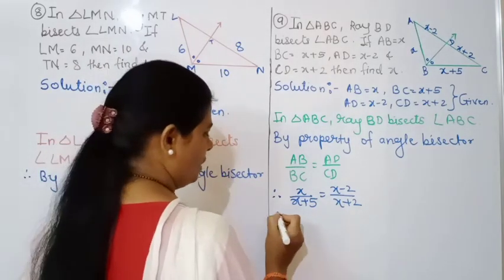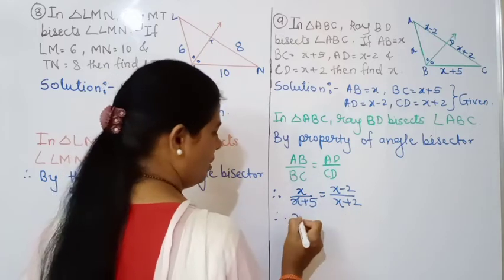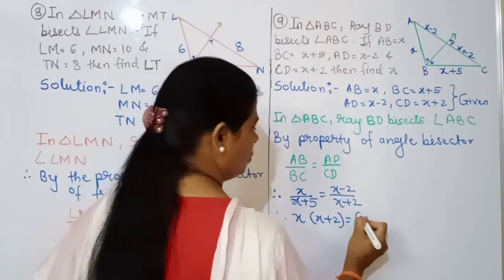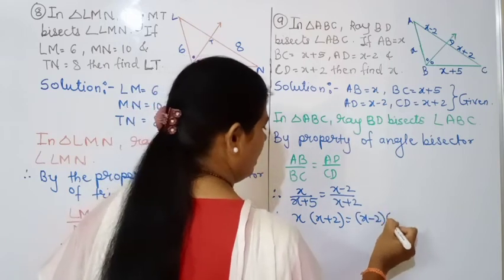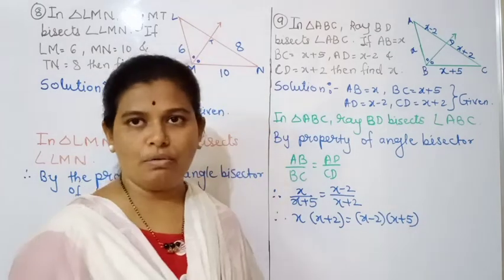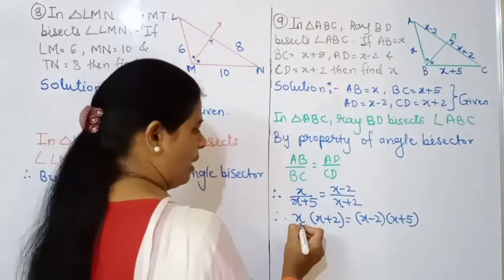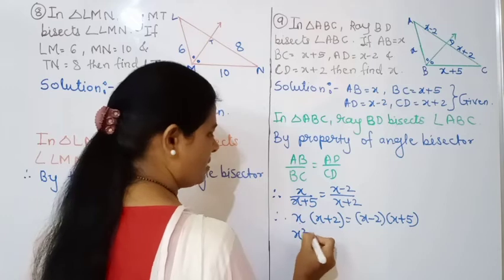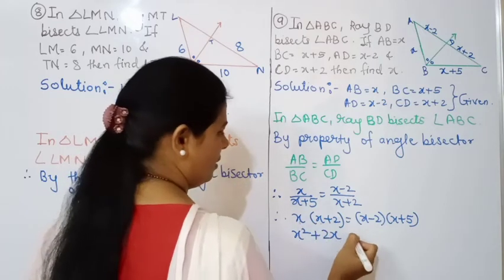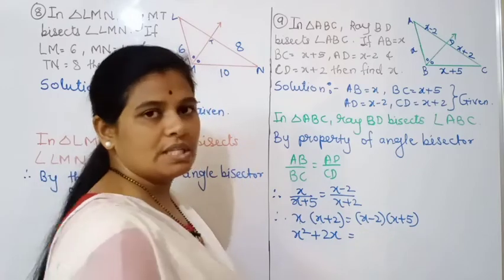Okay, so how to cross multiply? That is x into x plus 2, that is equal to x minus 2, in the other bracket it will be x plus 5. Now we have to solve these brackets, as all of you know. So x into x, that will be x square, plus x into 2, 2x.